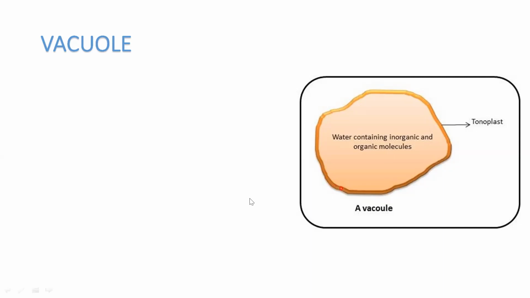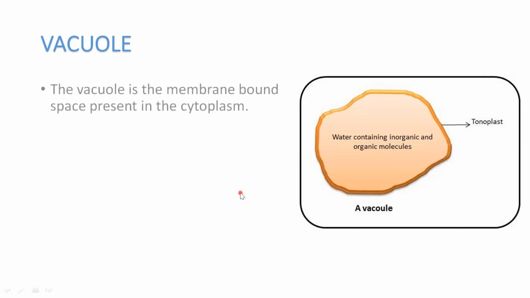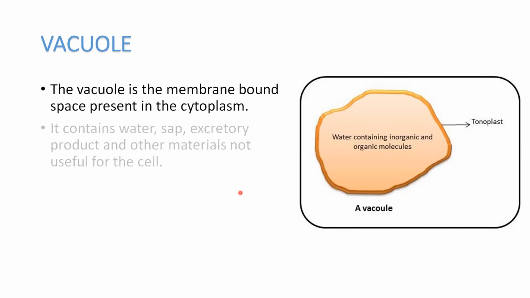Okay, so this particular vacuole is a membrane bound space and it contains water, sap, excretory products and all other materials which are not useful to the cell. Okay, so what do we understand from this? Waste matter recycling is very low in plants. Whereas in animals, recycling of waste components or waste biomolecules happens continuously.